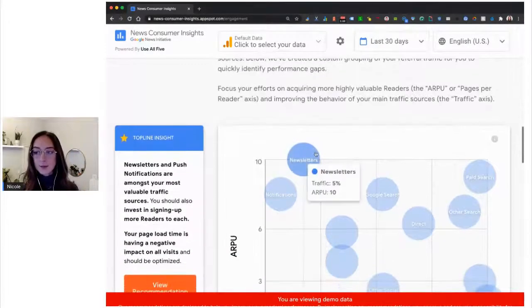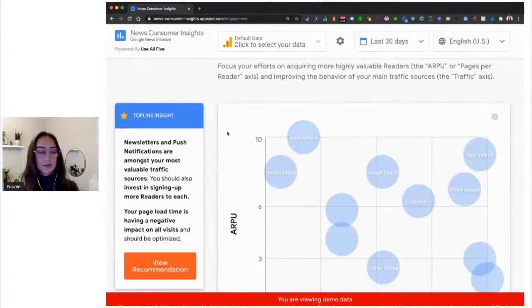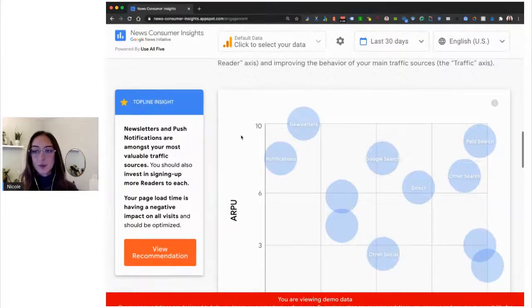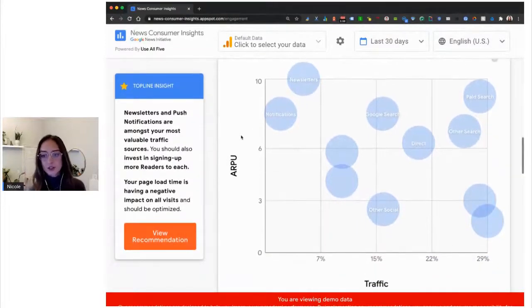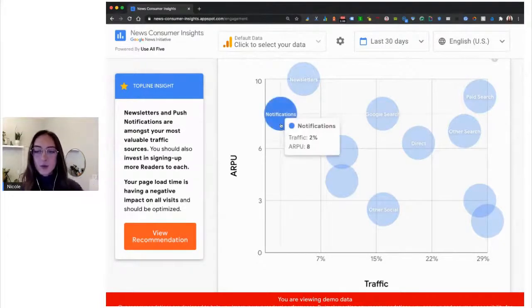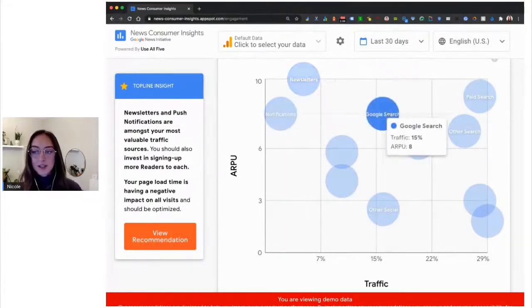We've created a custom grouping to identify those gaps or understand your performance in each of the categories. And what you want to do is focus your efforts on acquiring more highly valuable readers, and so that average revenue per user or pages per reader, and improving the behavior of those main traffic sources. So looking at the graph here, just to better understand, we'll see where those bubbles appear, and then it'll let you know your traffic percentage as well as your ad revenue per user.